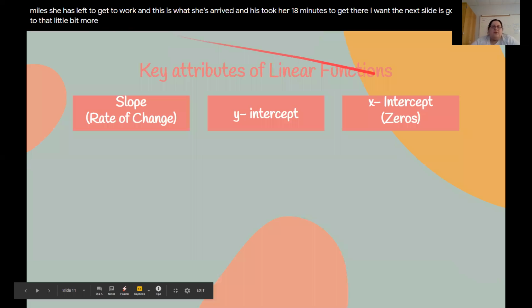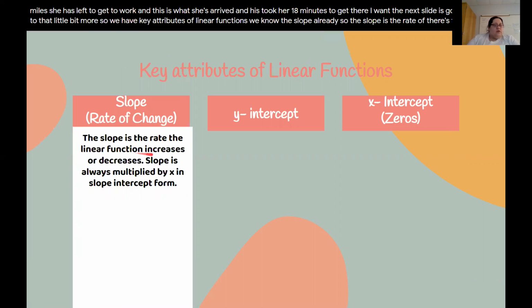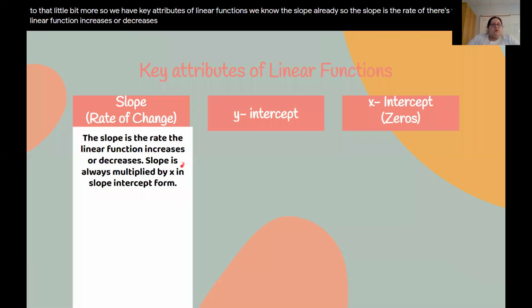So we have key attributes of linear functions. We know the slope already. So the slope is the rate the linear function increases or decreases. Slope is always multiplied by x in slope-intercept form. So it's always going to be the thing next to x.